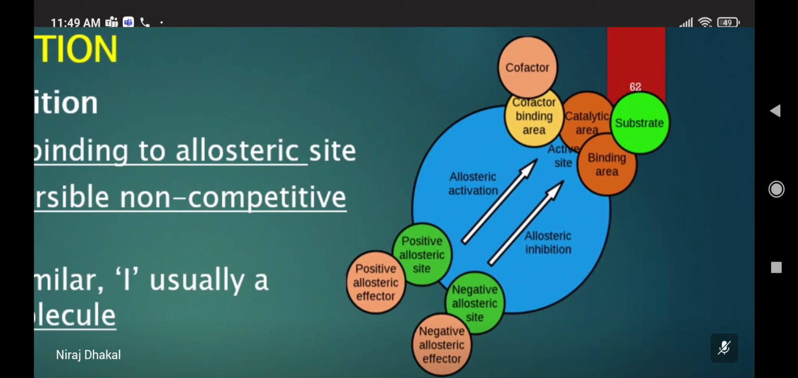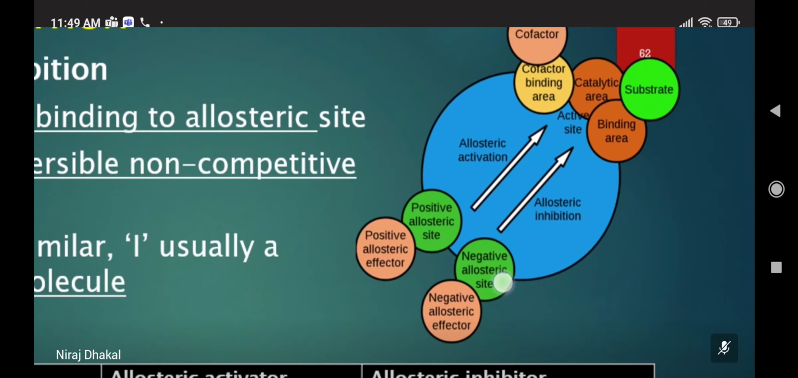As the allosteric implies, there are two sites in an enzyme. One is the active site, another is the allosteric site. Active site is where the substrate binds and gets converted to product, and allosteric means a non-active site where different inhibitors and regulatory molecules will bind, either activating or inhibiting an enzyme.